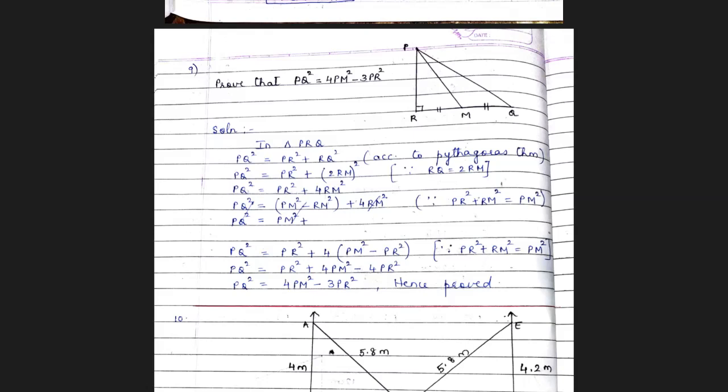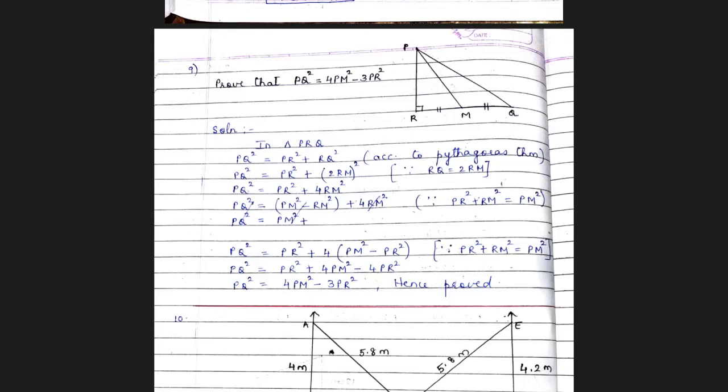So I get PQ square equal to PR square plus 4, you will keep it out, and in place of RM square, I'll write it as PM square minus PR square. Children, I hope you have understood how I've written it. You have to consider triangle PRM and substitute the value for RM.